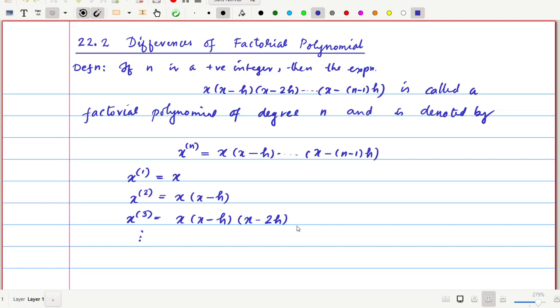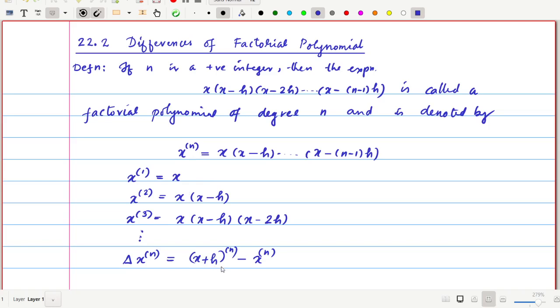And now we will define the difference of such polynomials, difference of factorial polynomials. That means delta of x of n. What is the difference? This is defined to be x plus h of n, that is obtained by replacing this x by x plus h in this expression, and minus x of n. So this is the definition we have defined earlier, the delta, forward difference of any function f of x. So for this factorial polynomial, this will be the forward difference.